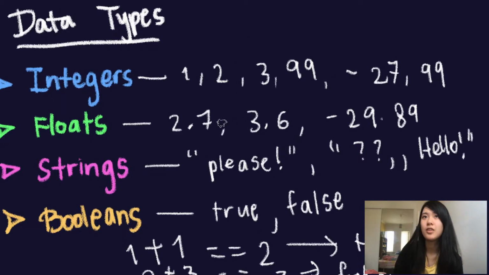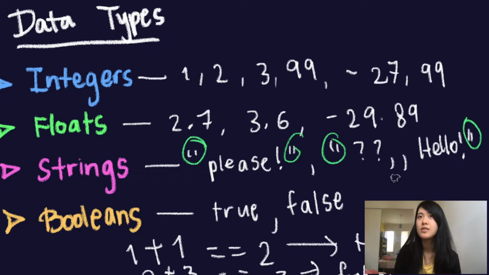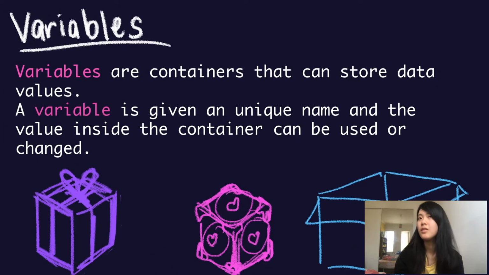And we have strings. These are pretty much anything, like a word, just as long as they're covered by quotation marks. And we have booleans, which are true and false. We can call them responses from the computer when we ask it a question. So true or false, is 1 plus 1 equal to 2? The computer would say true. We'll use them later.